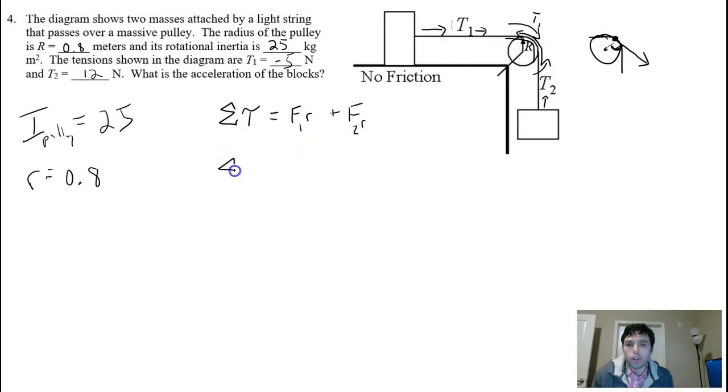So we're going to have our net torque, which is our total torque. You just add all the torques up, right? This tension force is causing a torque, and this tension force is causing a torque. So they make up our total torque. We're going to add up the total torques. So F1 is -5 times 0.8, and then plus 12 times 0.8.